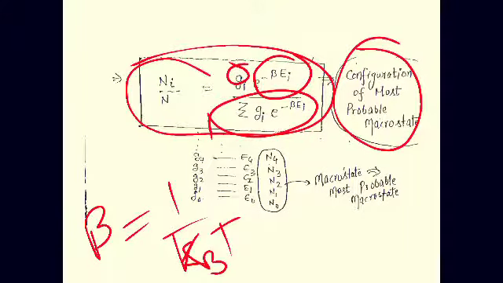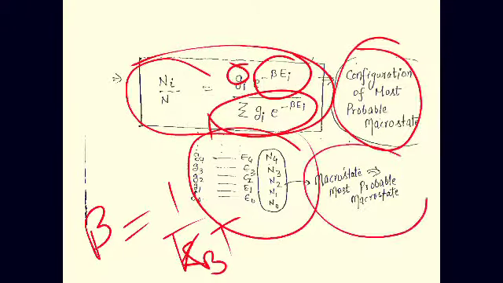So you can calculate the number of particles in any of the states. Alright, this is the system given, and this is what we call the macrostate, or the most probable macrostate, where all these particles are in the most probable macrostate.